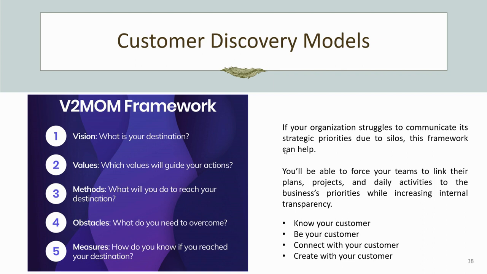Values. Which values will guide your actions? What are the values you hold during the process? Then method. Based on these, you will build a particular method so that you will reach your destination. Obstacles. Definitely in your process, while building a particular product, you will get some kind of obstacles or hurdles. How will you overcome them? And then how will you measure? How do you know whether you have reached your destination yet or not?